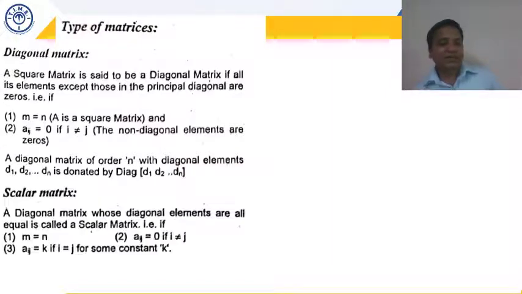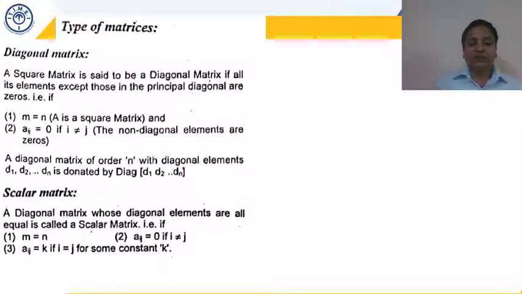Moving further, scalar matrix. A diagonal matrix whose diagonal elements are all equal is called a scalar matrix. m is equal to n is the condition which says it's a square matrix. Aij is equal to 0 if i is not equal to j. It says all the elements which are not in the diagonal are by default 0.